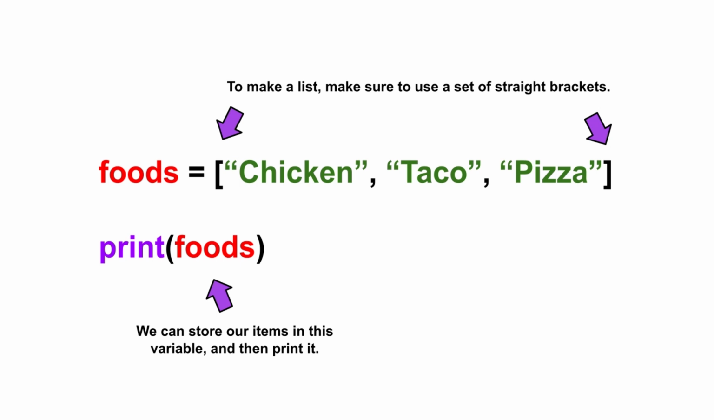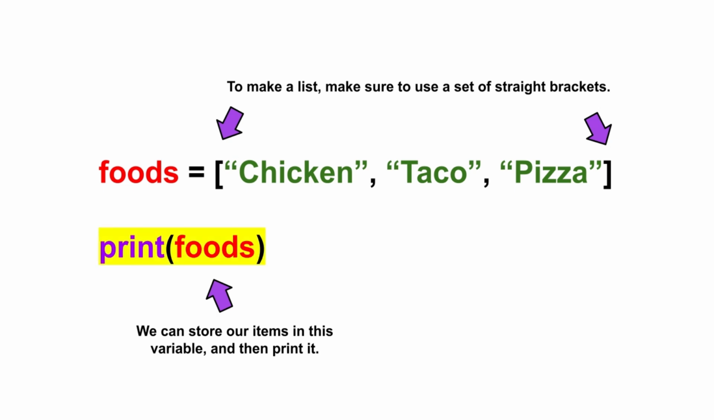To write a list, first write a variable, then an equal sign. After the equal sign, write a set of straight brackets. The straight brackets tell the computer that it is dealing with a list. And finally, write your items inside the straight brackets. Separate each item with a comma. That's how to write a list in Python.